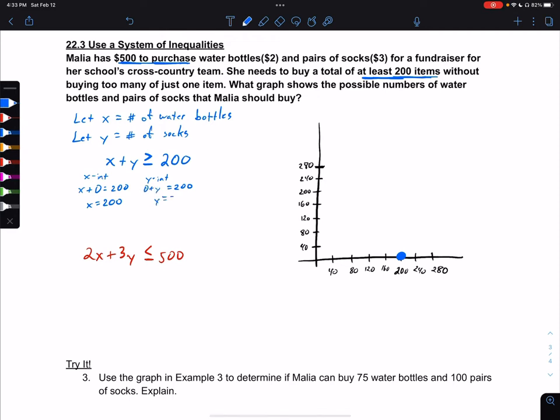So then y would be equal to 200. So I have an x-intercept, and the y-intercept is 200. Now, in terms of shading, I would probably want to put this in y equals mx plus b form, just to make sure I'm doing this correctly. But what I'm going to do is, this is going to be a solid line. I'm just going to connect.